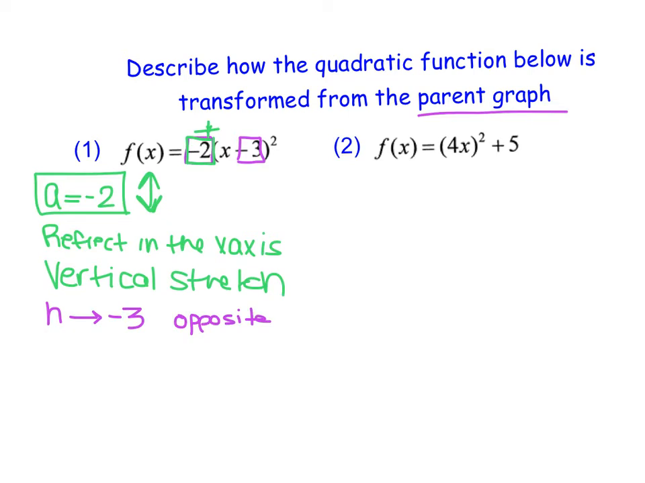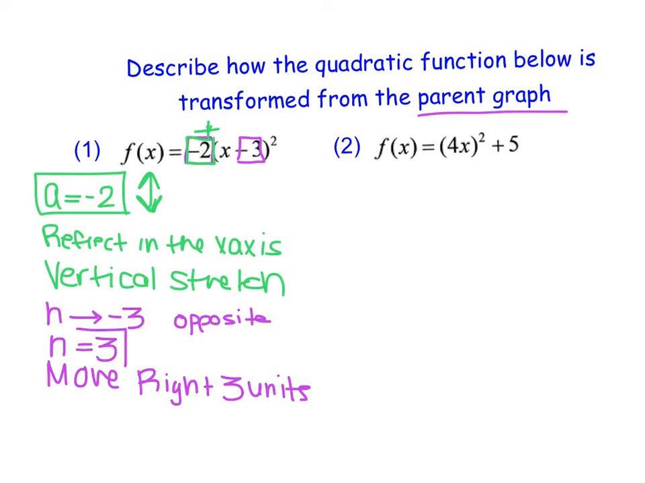Since this is a horizontal movement left and right and it works the opposite of what we expect it to, that -3 tells us that the graph is going to move right 3 units. So it's going to move in the positive direction. So if you're using the notes from the book, h here is really equal to a +3 because that positive movement moves it to the right.